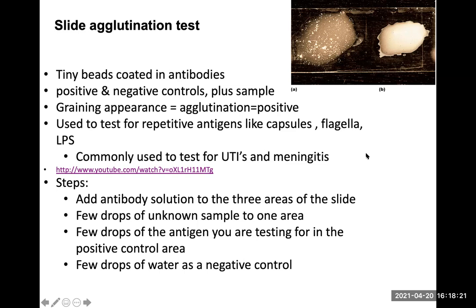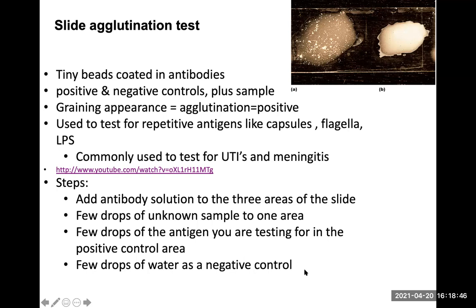Okay, so for slide agglutination test, I already told you you're going to add the antibody bead solution to each of the 3 areas on the slide. Then a few drops of the unknown sample will go onto one of those areas. A few drops of the antigen, which would be for your positive control, and then a few drops of water or buffer for your negative control.